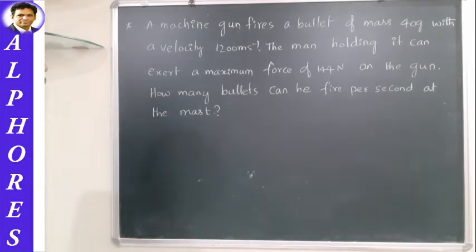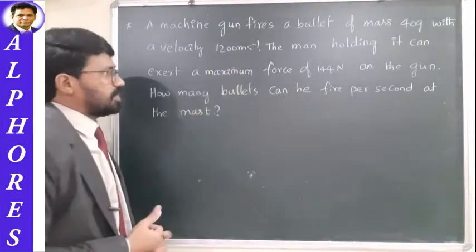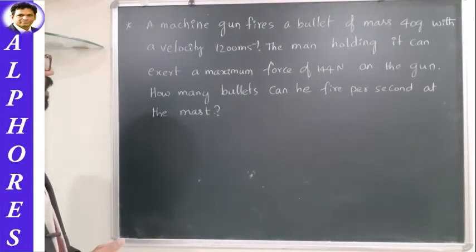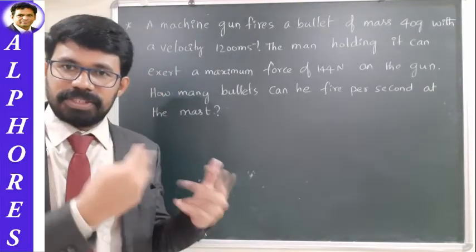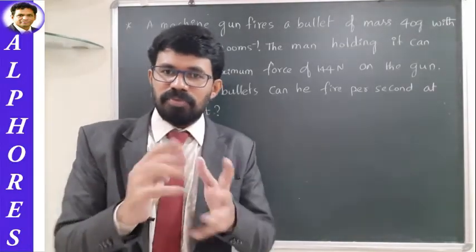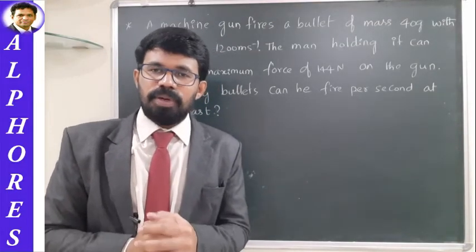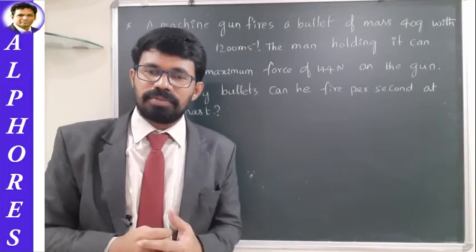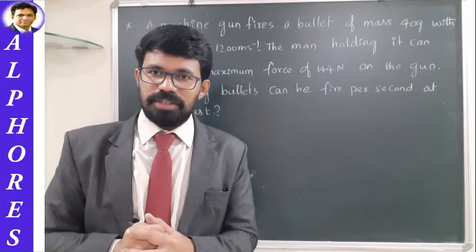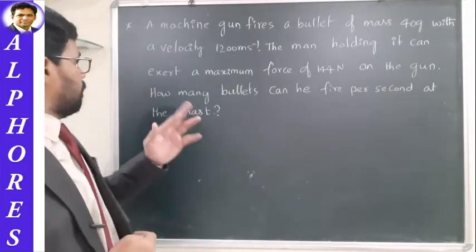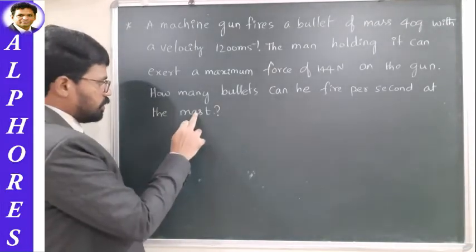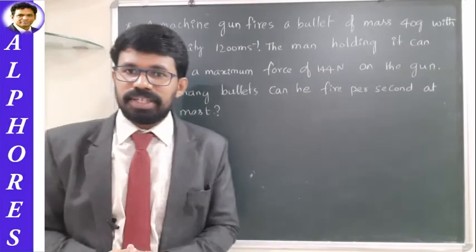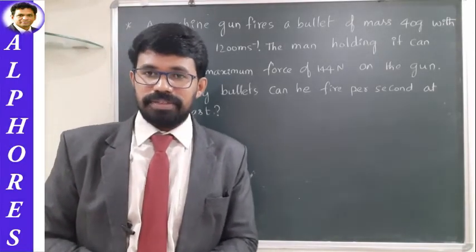A machine gun fires a bullet of mass 40 gram with a velocity 1200 meter per second. The man holding it can exert a maximum force of 144 newtons. Here the human being's capacity is given. The man can exert only a maximum of 144. It means the number of bullets he can shoot in a given time interval is limited, isn't it? Once again, how many bullets can he fire per second at the most?